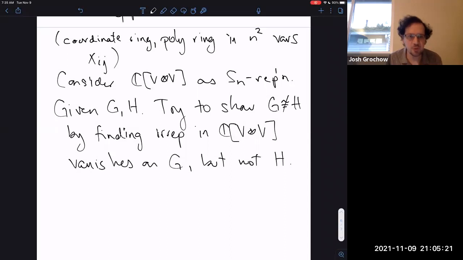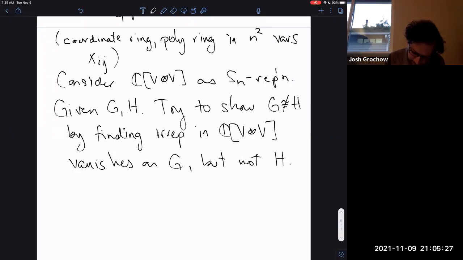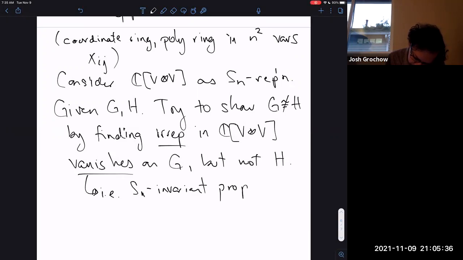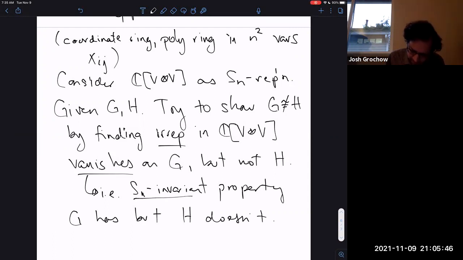Okay, and by our general correspondence, what does this really say? This is really saying, find an Sn invariant property that G has, but H doesn't. But what does Sn invariant here mean? This is the same as saying isomorphism invariant.